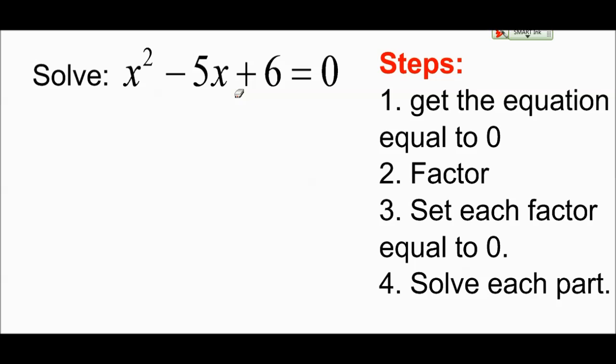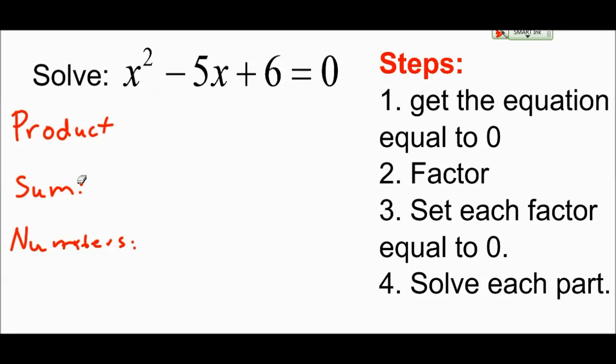So here's what I'm going to do. First of all, I got it equal to 0. Second, I'm going to factor. And to factor, I'm going to show a little bit different method than what I've done in previous videos. First of all, I'm going to show you something called PSN. And here's what it stands for. P is for product, S is for sum, and N is for number.